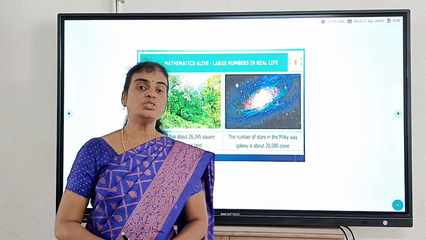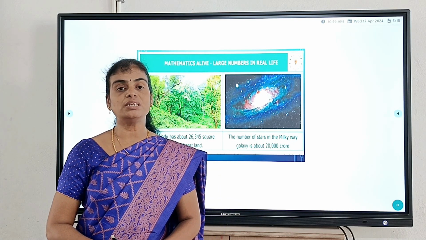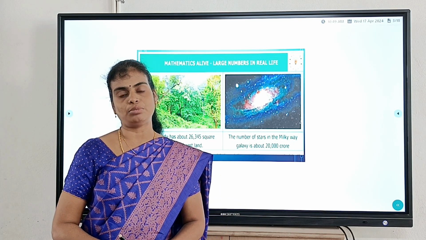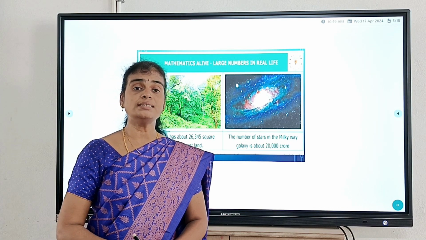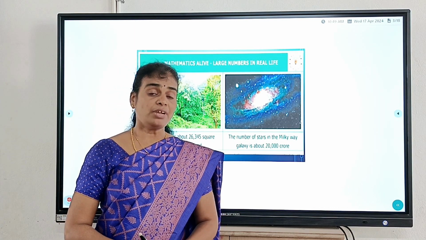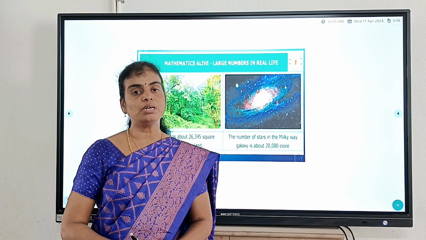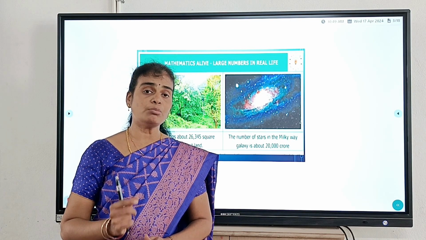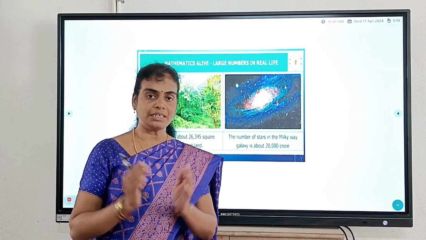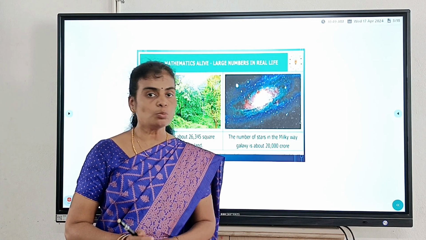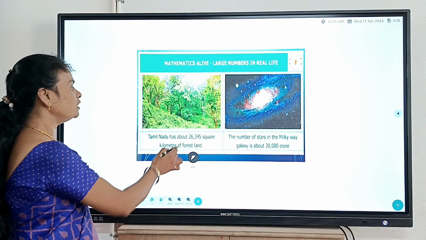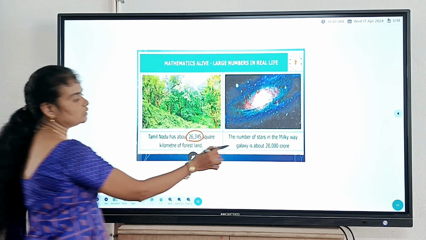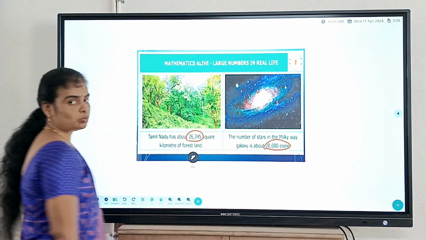First thing that we are going to learn is how to identify the largest and the smallest number. Whenever the number of digits in a number increases, it becomes the largest number, whereas when the number of digits in a particular number is reduced, that becomes the smallest number. So the number of digits only decides whether the number is the biggest one or the smallest one.